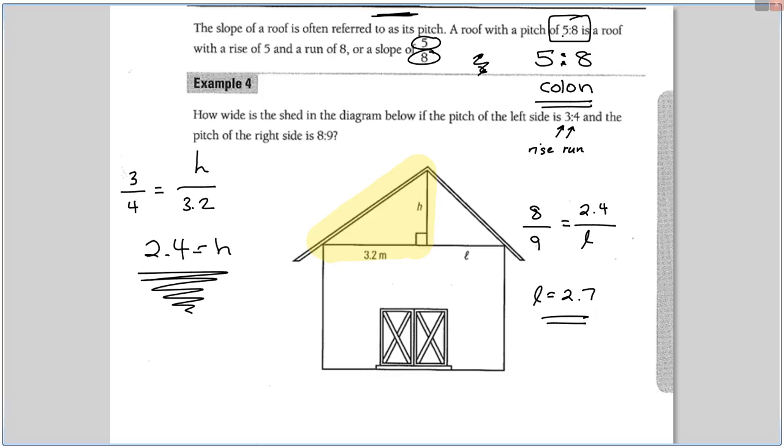A lot of students, including myself, sometimes just get right into it and forget what they're even asking. What are they asking? How wide is the shed? So we probably want to add 3.2 and L, right? We want to add those. 3.2 plus 2.7, obviously 5.9. And don't forget your unit, which in this case is meters. Good.